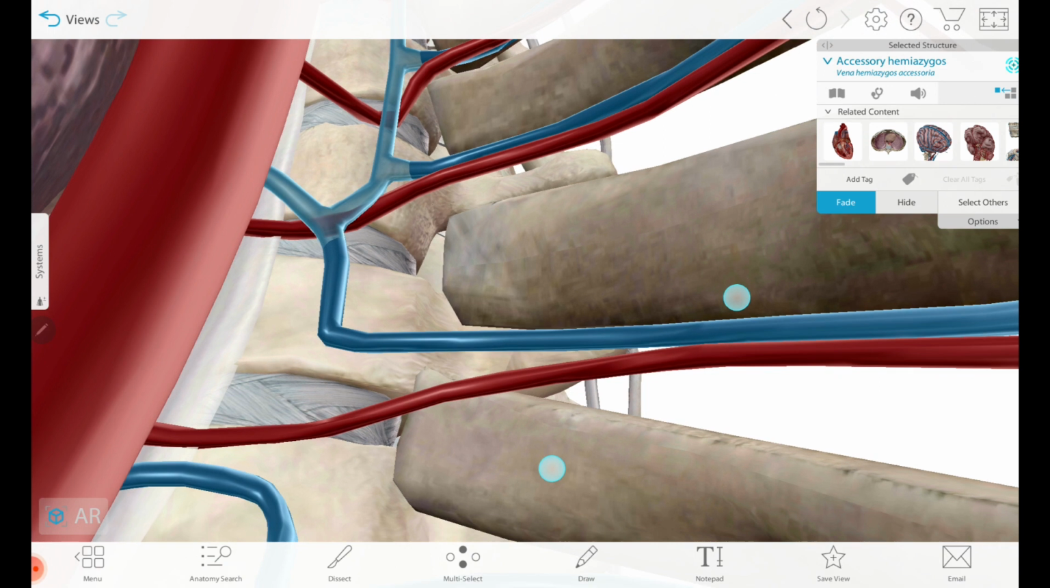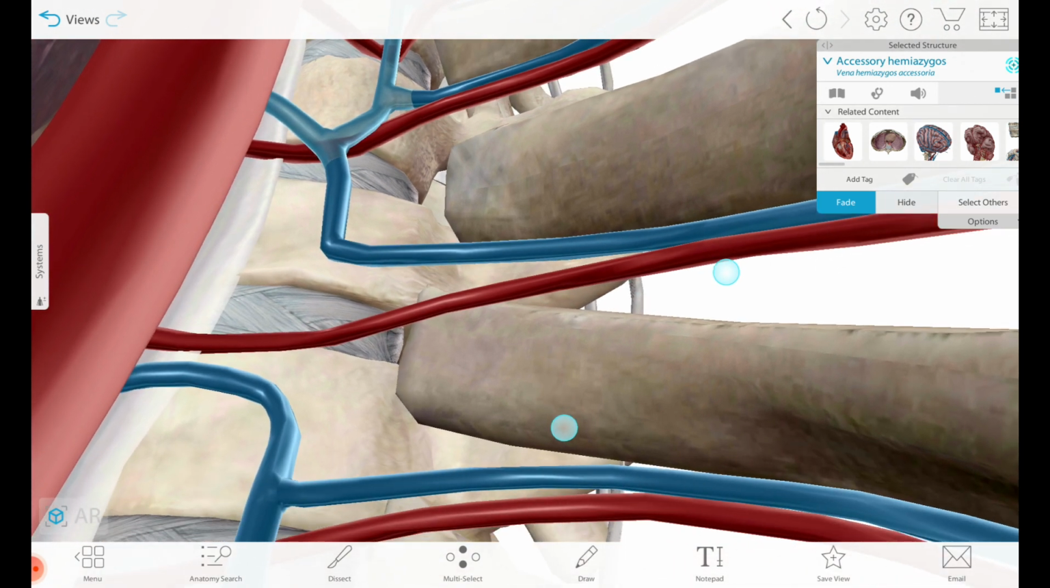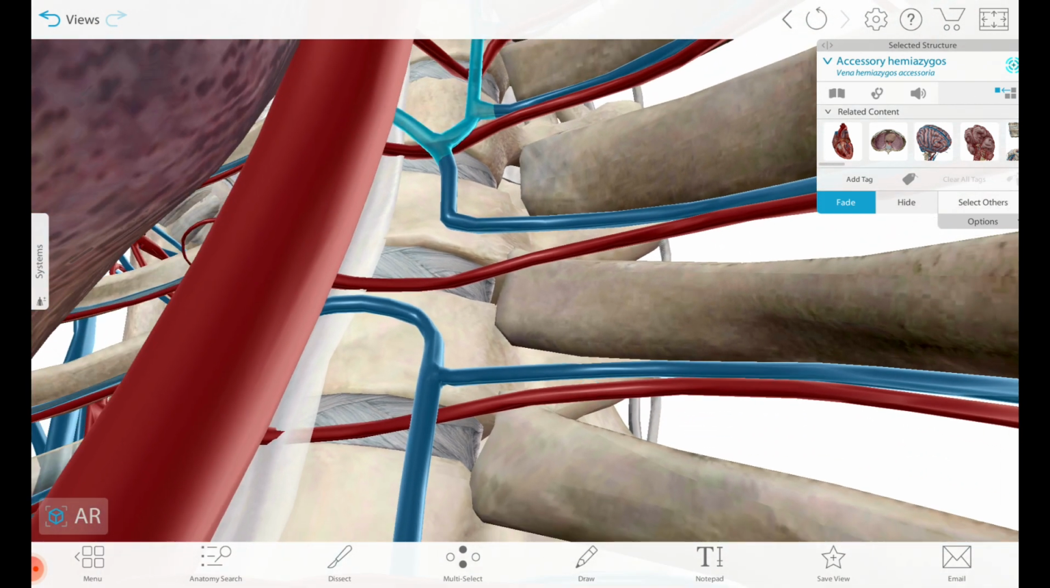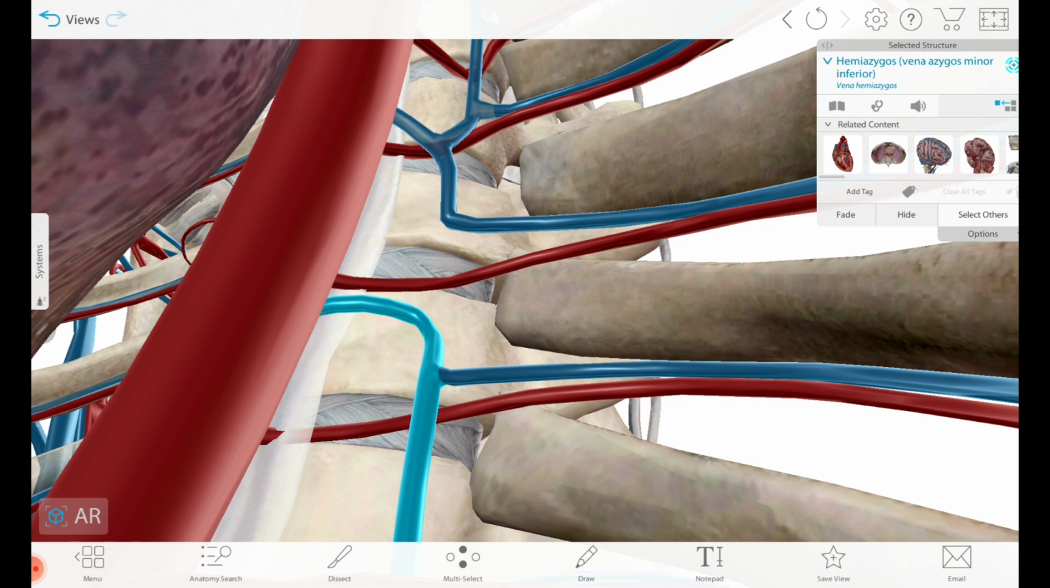And the 9th, 10th and 11th intercostal veins drain into this vein over here. These are the 9th, and below will be the 10th and 11th intercostal veins. So these drain into this hemiazygous vein, and the hemiazygous vein crosses over from left to the right side, and then it drains into the azygous system.